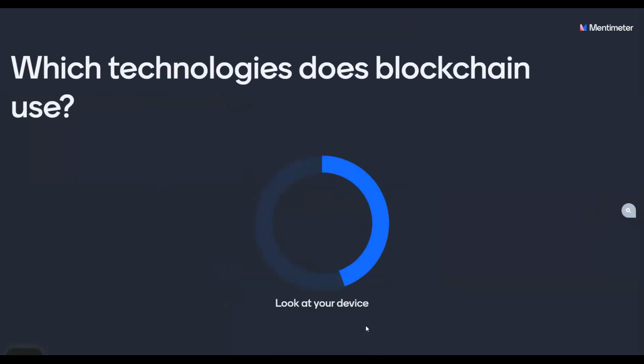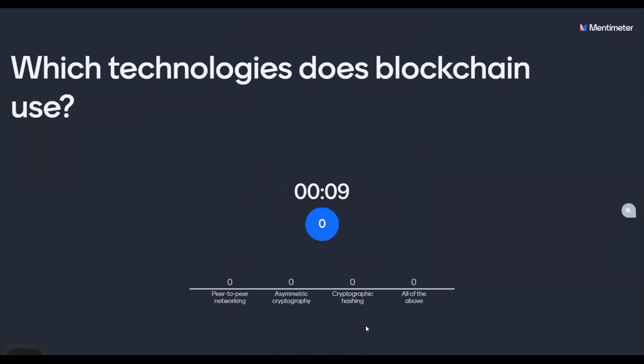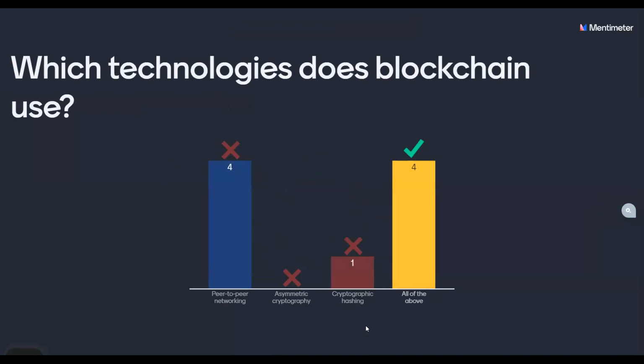Which technologies does blockchain use? Peer-to-peer networking, asymmetric cryptography, cryptographic hashing, all of the above. Okay. So all of the above was the right answer. Four of them had it right.